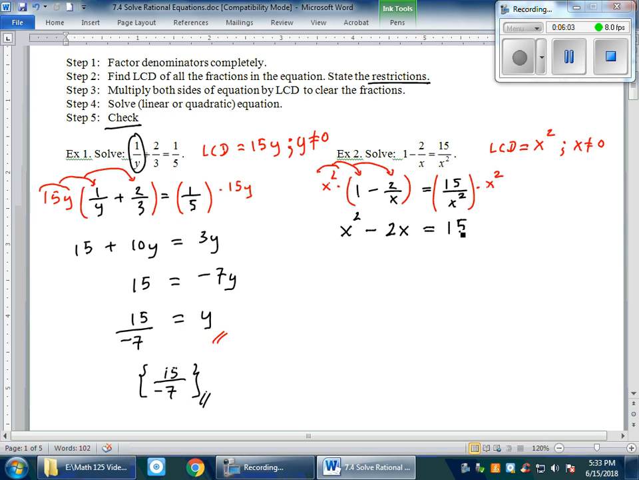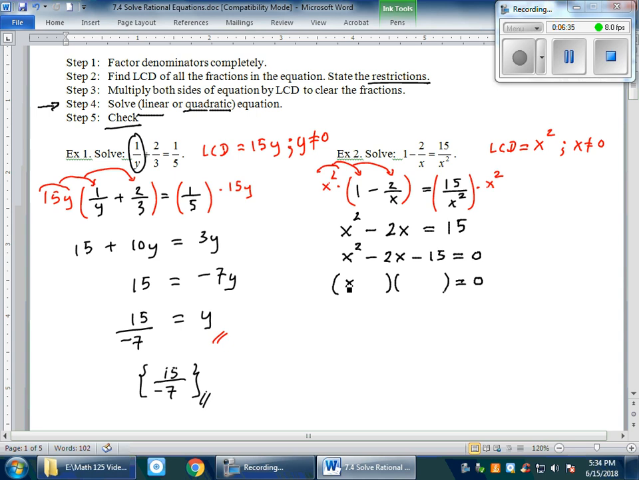So in this example, we ended up with a quadratic equation. That's why I said in step 4 that after you clear the fractions, you may end up with either a linear equation or a quadratic equation. We need to know how to recognize and also solve it. To solve quadratic equations, we move everything to one side equal to 0 and factor completely.